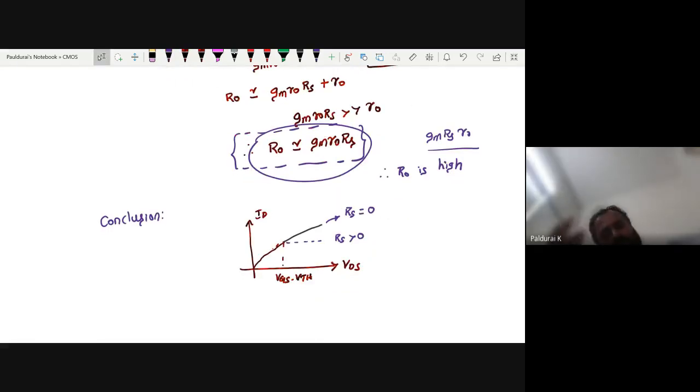Okay, so is it a good way to approach, a way to get a constant current source?